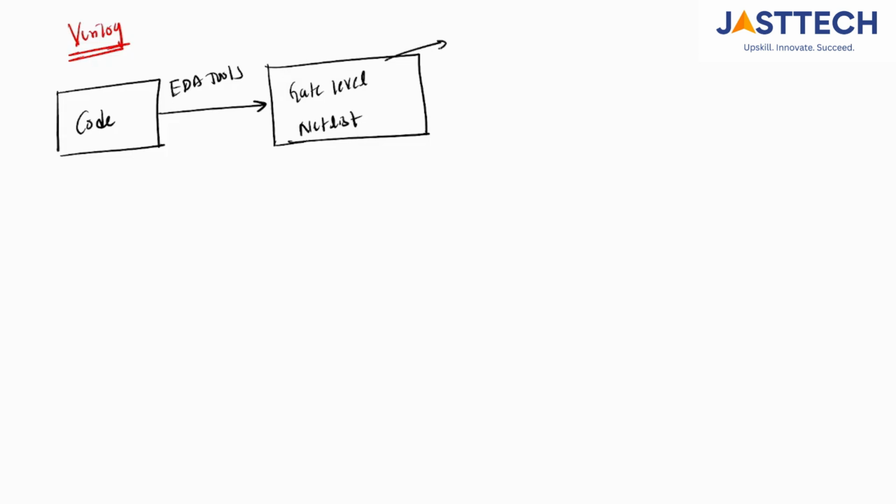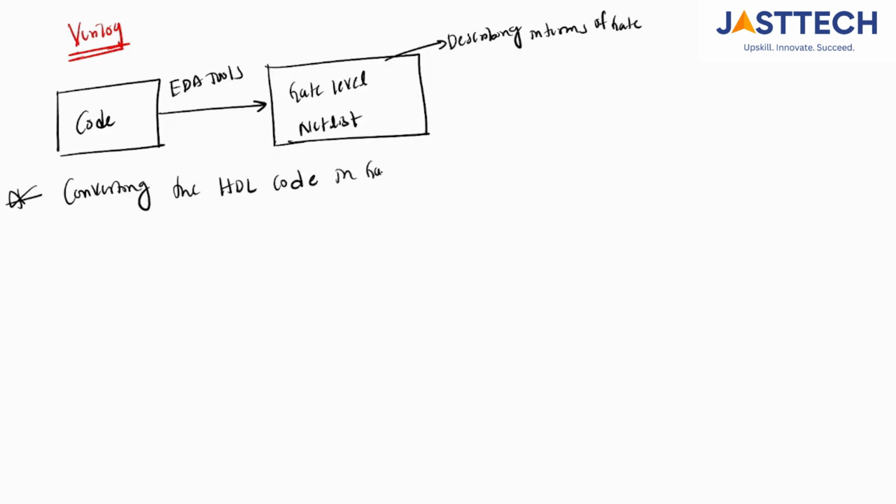That means a gate level netlist is nothing but you are describing your design in terms of gates. Converting your code into a gate level netlist is nothing but synthesis. Okay, this is very important. What does synthesis mean? Converting your HDL code, the hardware description language code, into a gate level netlist. This is nothing but synthesis.